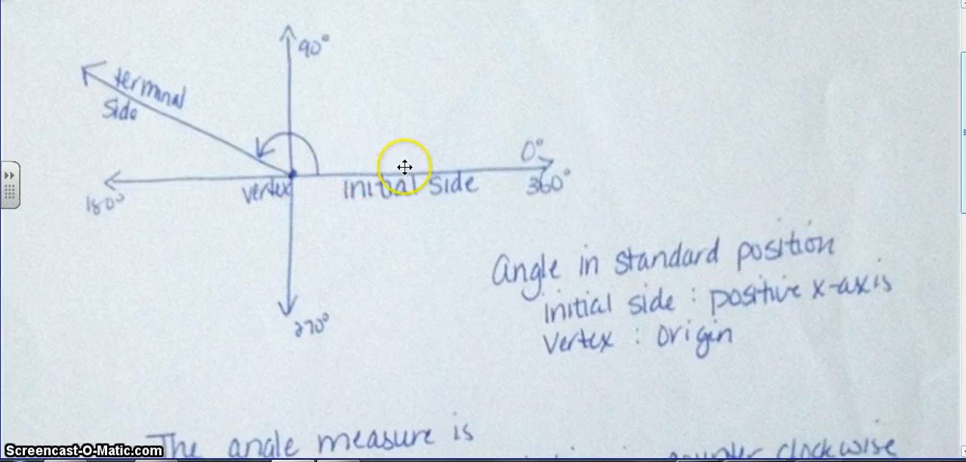So what you have is your initial side, and that is going to be your positive x-axis, and then the angle is this ray rotated this way until I get to this side, which is called my terminal side. So I begin with the initial side, I rotate it until I get to the terminal side. My vertex is at the origin. So an angle in standard position, the initial side is the positive x-axis, the vertex is your origin.